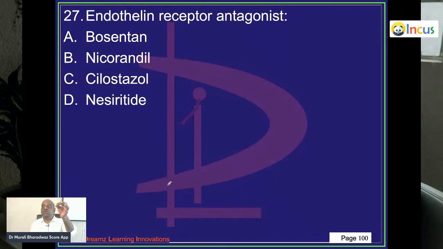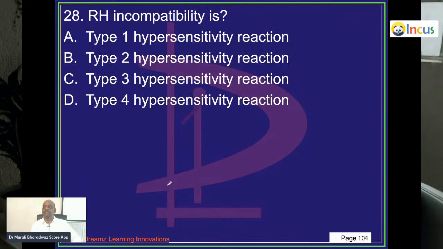What is an endothelin receptor antagonist? Bosentan. Bosentan. You did this question correctly? Good. I'm happy.